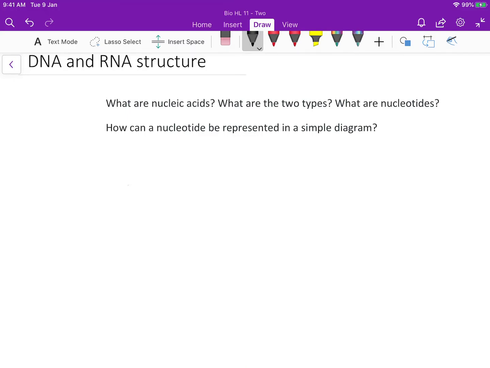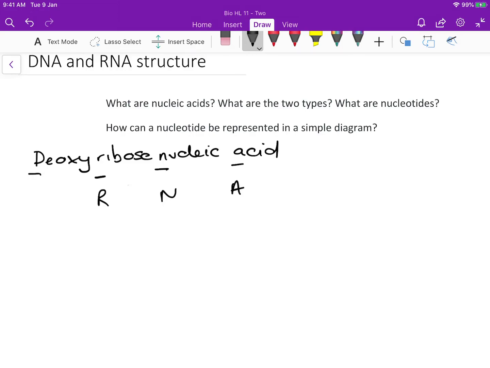Okay, so DNA is deoxyribose nucleic acid, making up the D and the N and the A, so DNA. And if we're thinking about what RNA is, the other type, it's ribose nucleic acid, so that would make RNA. And these are both polymers because they are made up of monomers and they are large biological molecules.